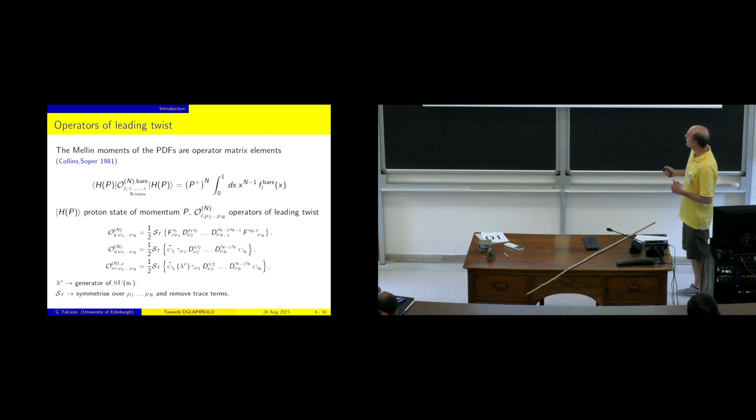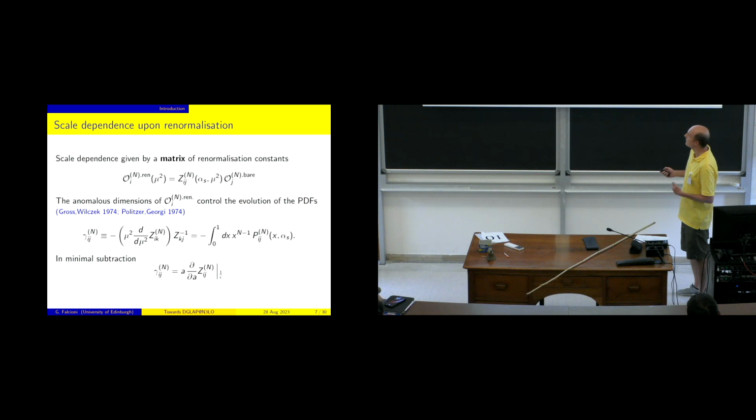And now, if you want to get the scale evolution of the PDF, of course, this is connected to the scale evolution of the operators, so the renormalization of these operators, which in general renormalize with a matrix of constants. That's the only object that depends on the scale. So when you compute the anomalous dimension by taking the derivative, one can see that such anomalous dimensions are just, apart from a sign, the Mellin moments of the splitting functions that you need.